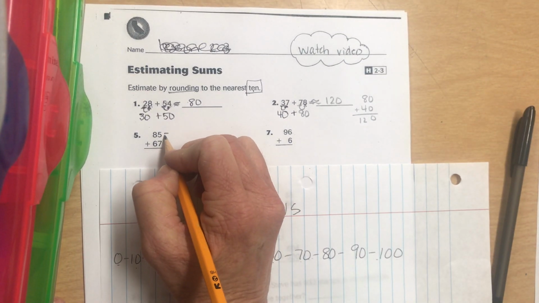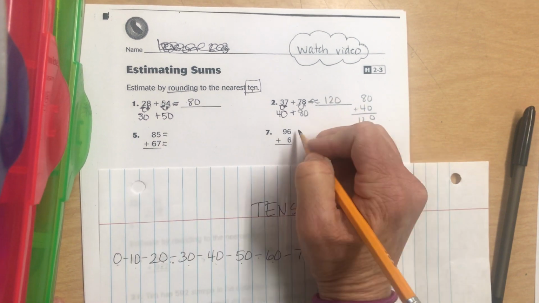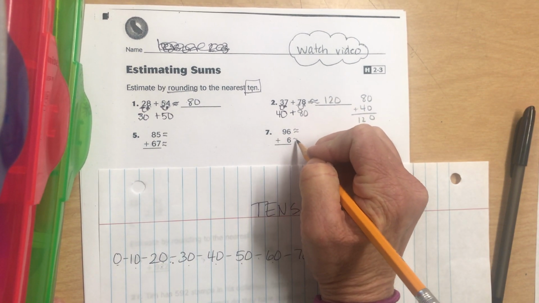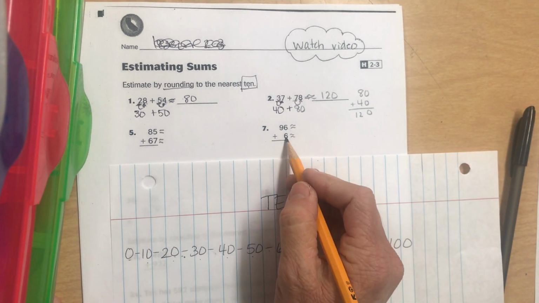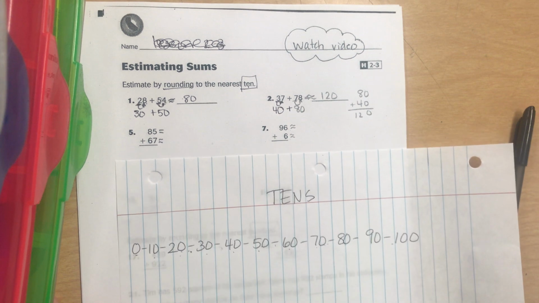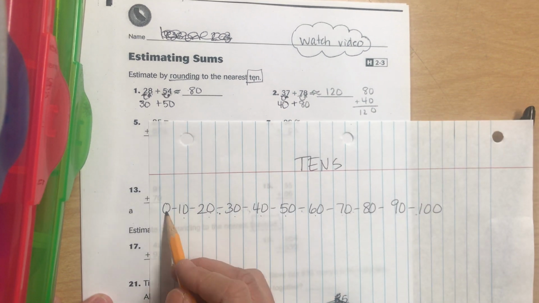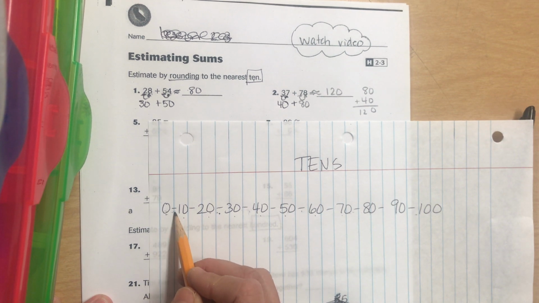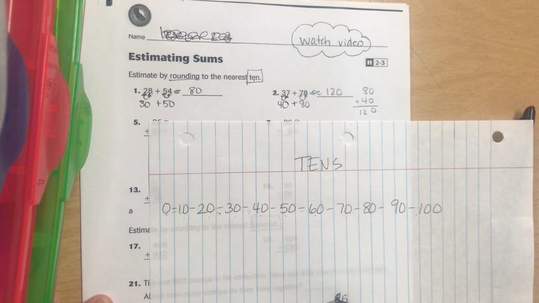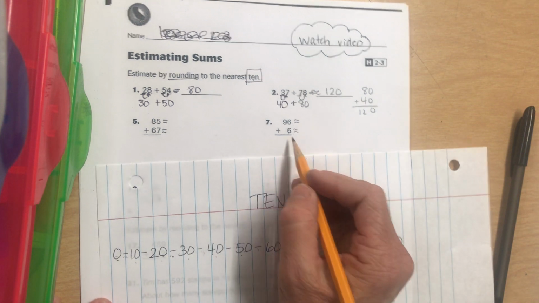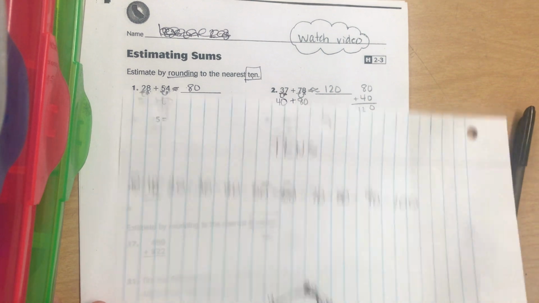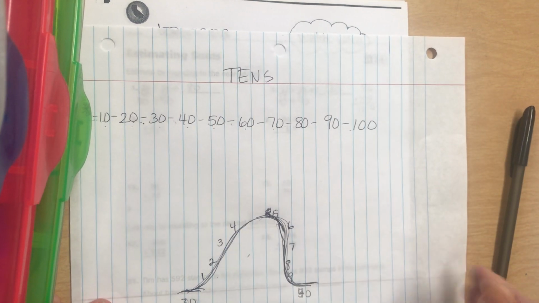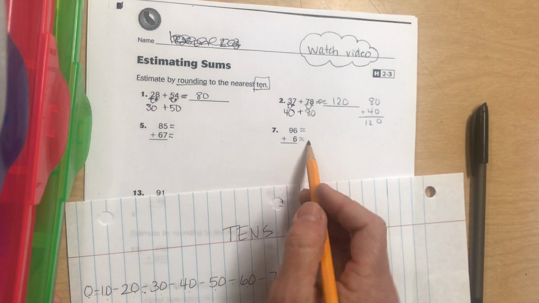I want you to pause it and try these two. Now this one is tricky, okay? This one's tricky, but a 6 is in between 0 and 10. 4 or less, you're going to let it rest at 0. 5 or more, you're going to add one more and go up to 10, okay? So you have to look at that 6 and decide, is it closer to 10 or is it closer to 0, okay? And you can use it on the scale as well, okay? So pause the video and do those two.